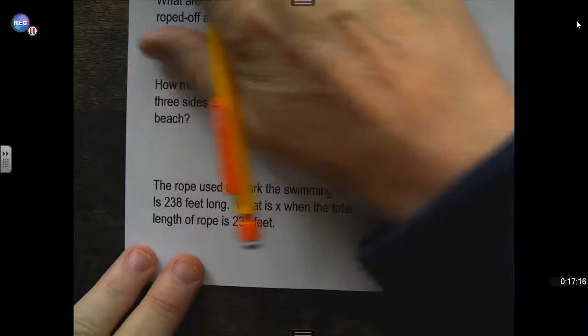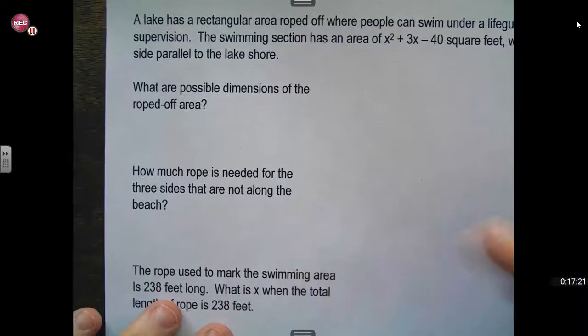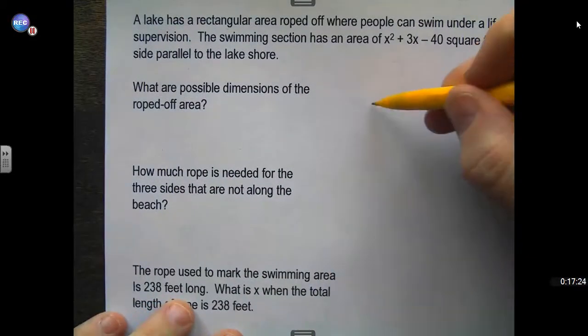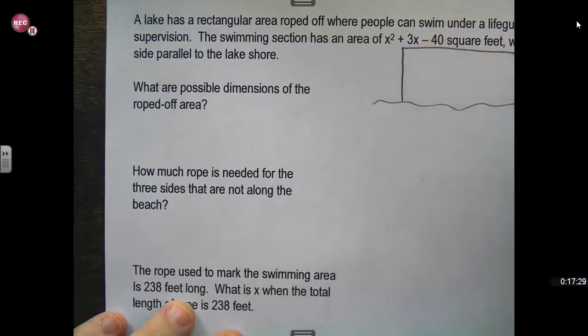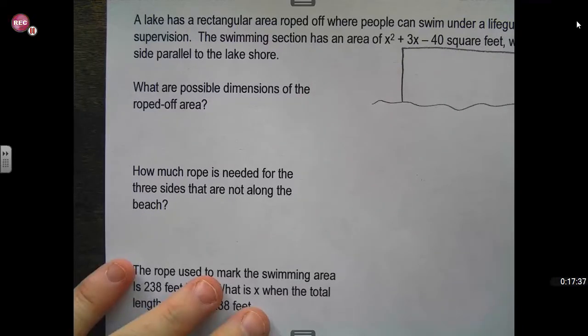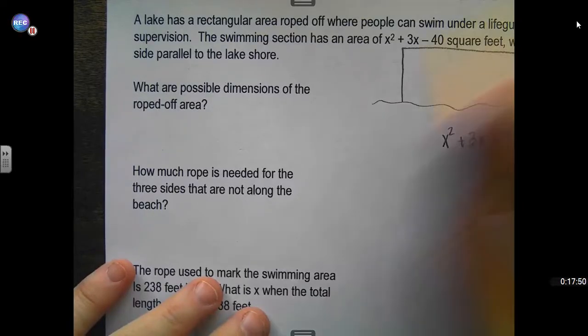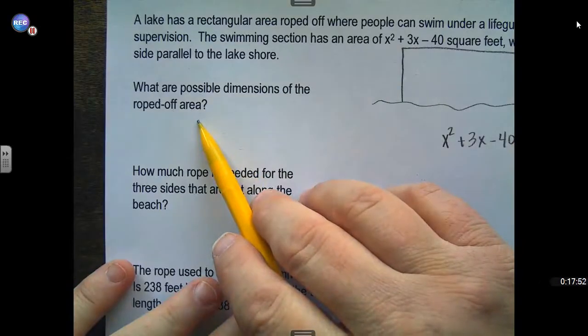We move on to this little story problem that has 3 parts to it. Basically, we have a lake, and the lake has a shore, and they have a roped off rectangular area that is for swimming so that we don't have a boating accident with a swimmer. And so the area of this section is x squared plus 3x minus 40. And they want to know what are the possible dimensions of the roped off area.